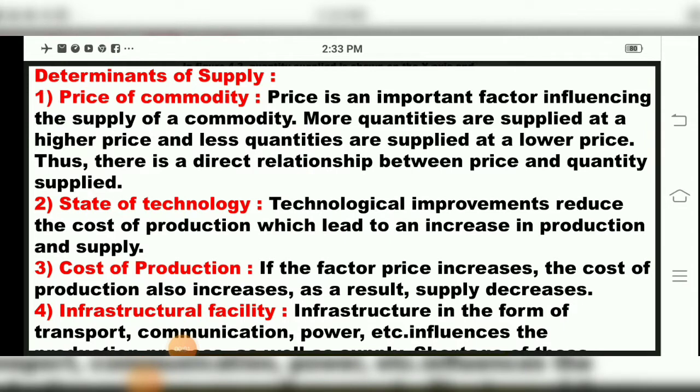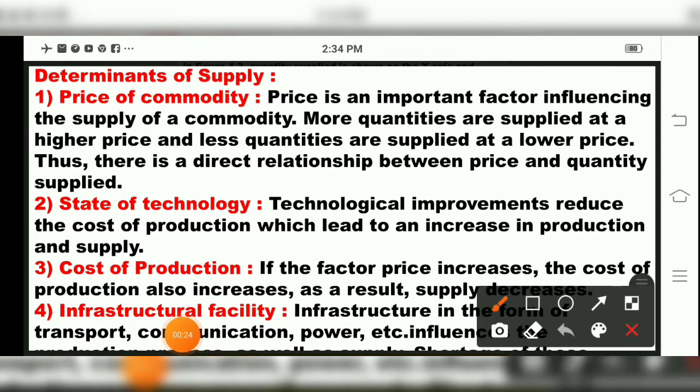Good day dear students. Last period we studied individual supply schedule and market supply schedule, where we have seen in both schedules that supply is directly related with price and quantity supplied. Now what are the determinants of supply? We'll see what are the factors that will affect supply. One by one we'll see each and every determinant of supply, children.